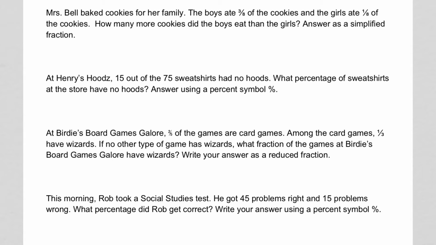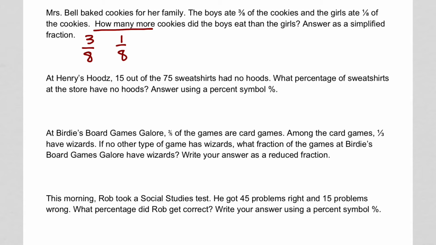All right, Mrs. Bell baked cookies for her family. The boys ate 3/8. And the girls ate 1/8. How many more cookies did the boys eat than the girls? And it says to write it as a simplified fraction. Well, it's kind of weird to ask that as a fraction, but I guess if we're looking at all of them as a whole, maybe this question would make more sense if it were a cake or a pie. But right now we're just going to say that out of the 8 cookies.